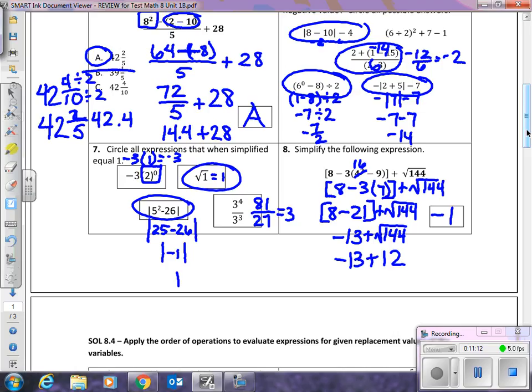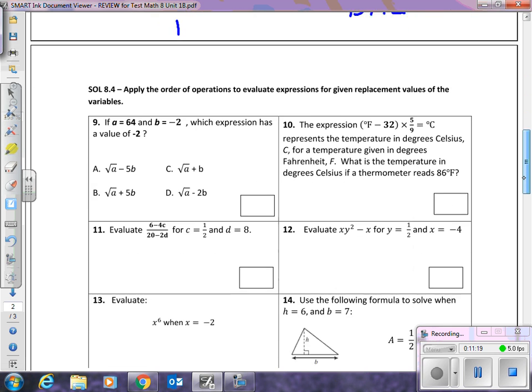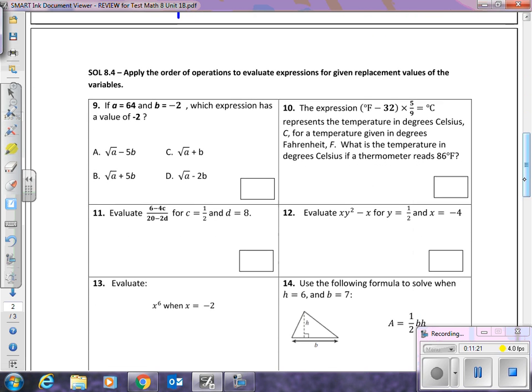So be super careful as you're going through your order of operation problems and make sure that you are doing every step and aren't skipping things, because that's where mistakes tend to happen. All right, for number 9, you have replacement values for A and B, and you want to figure out which one of these 4 statements is going to make the answer of negative 2. Again, you have to try every single answer before you can find the right one.